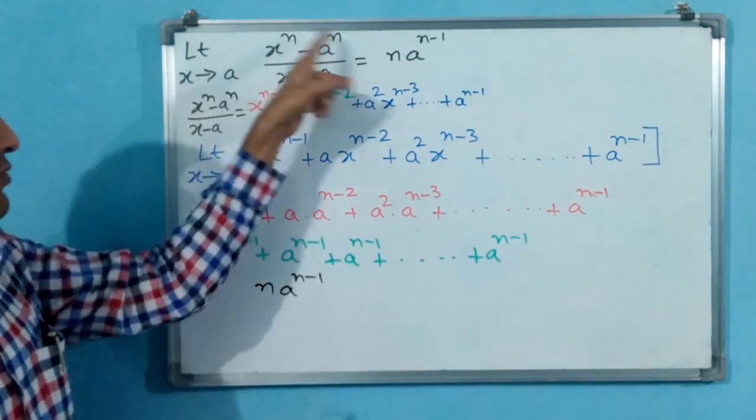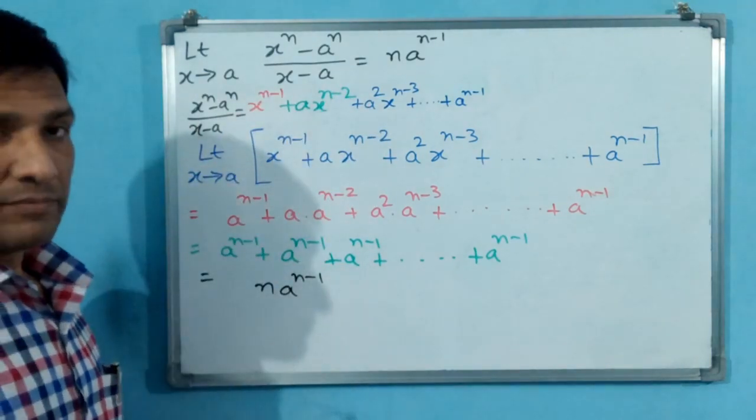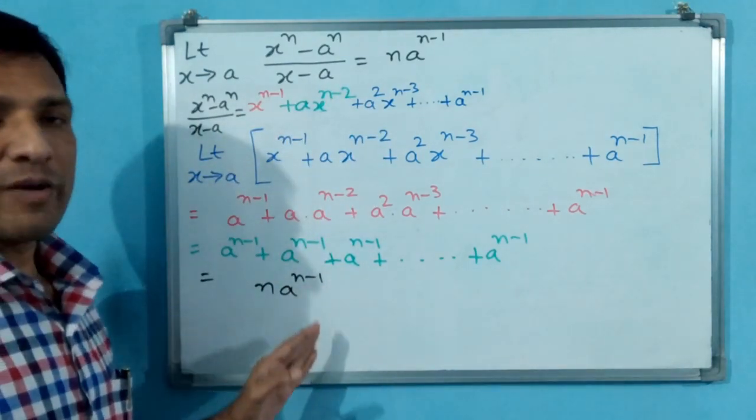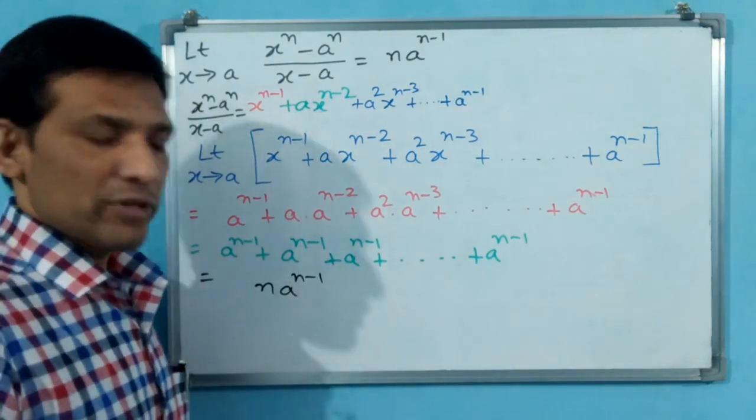Then if this comes automatically in this form, then directly we can write n into a power n minus 1. When 0 by 0 comes, like this we can do.